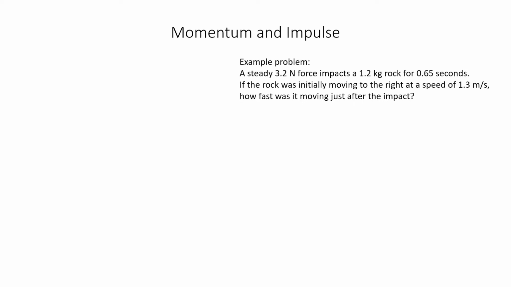Let's work a sample problem. A steady 3.2 Newton force impacts a 1.2 kilogram rock for 0.65 seconds. If the rock was initially moving to the right at a speed of 1.3 meters per second, how fast was it moving just after the impact?